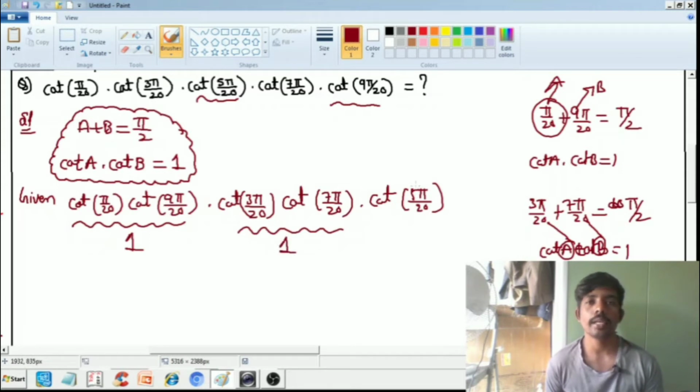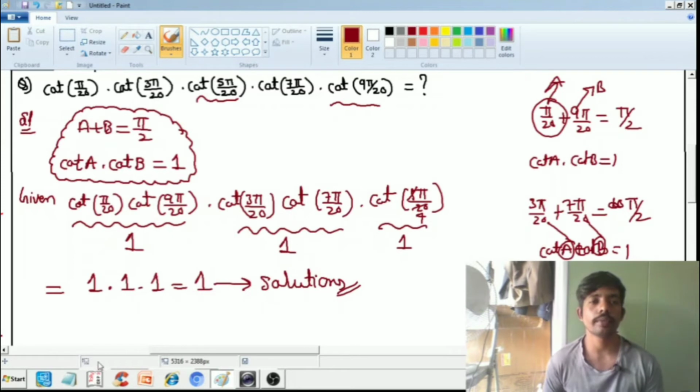Next, here 5 we have. Cancel. 5 4s are 20, so pi by 4. Cot pi by 4 value is what? 1. From here we can say that this is 1 into 1 into 1 is equal to 1, which is the solution. That's all. This is the question.